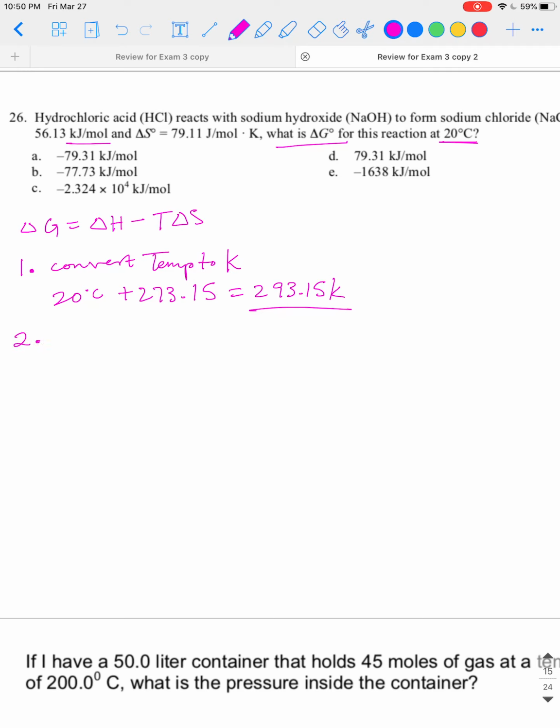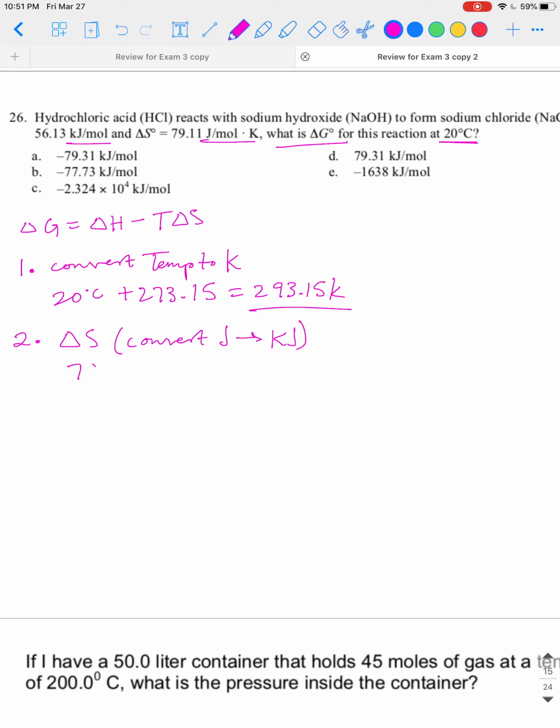The second thing we have to do is look at the units on delta H and look at the units on delta S. We got to make them match. So I like to take delta S and convert joules to kilojoules, or it could be calories to kilocalories. You just have to make sure if you're given calories or joules, and in your delta H you have kilocalories or kilojoules, you've got to make those units match.